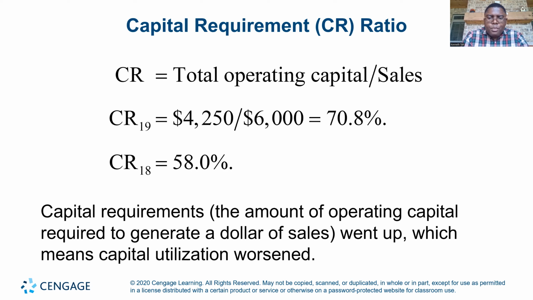So it went up, which means that capital utilization worsened. As the company moved from 2018 to 2019, the utilization of capital worsened. All right, now we can go to the first performance measure that we want to calculate.